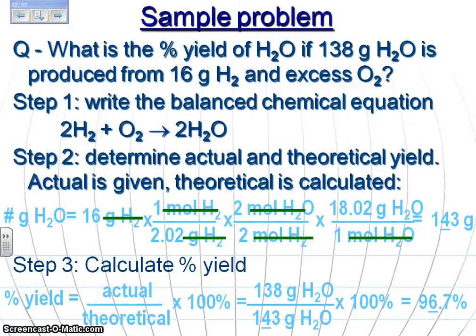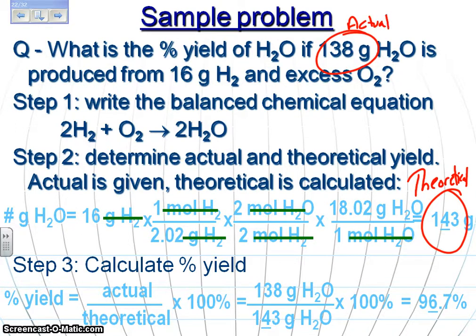All right. So what we have here, things to remember: the answer from stoichiometry is our theoretical. The amount given in the question is our actual. We need to do a stoichiometry question to figure out our theoretical. We divide those two numbers, and that gives us our percent yield.